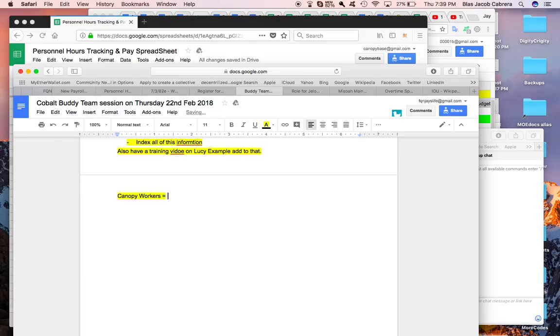Canopy workers need a minimum of 10 to 15 hours per week. That's what we need. It's 10 to 15 hours a week of scheduled time, right? From there, there's also Canopy support work that needs to be done. So we also need to create a Canopy client doc. This is another thing that needs to be made so I can start copying information in there.